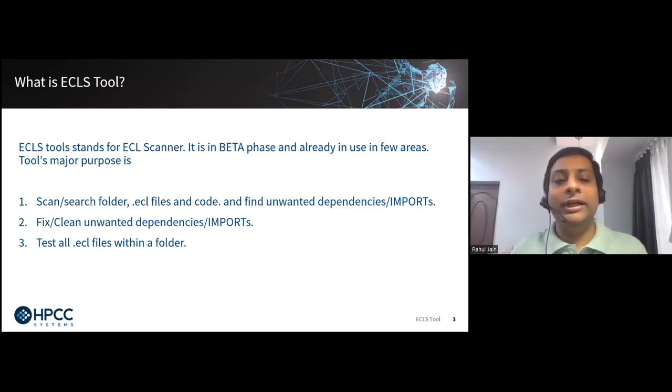This tool typically has three sections. You will see them in the demo, and I will also show them in further slides. The first section is the scan, or you can say search. We are going to search a specific folder, and within that folder there will be .ecl files. This tool will go inside the code and try to find the unwanted dependencies.